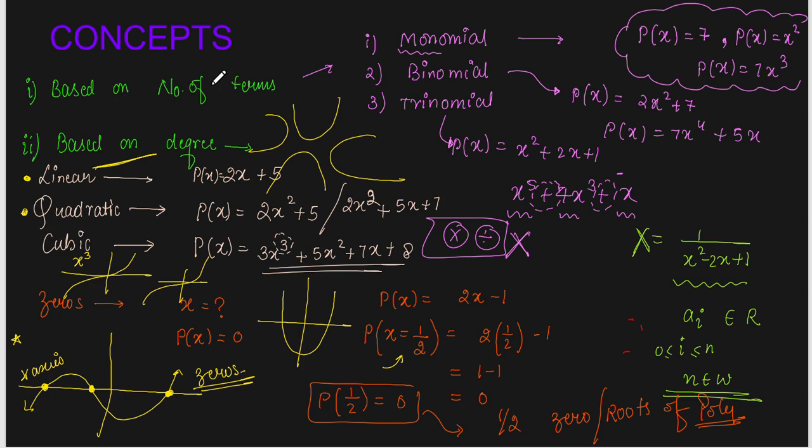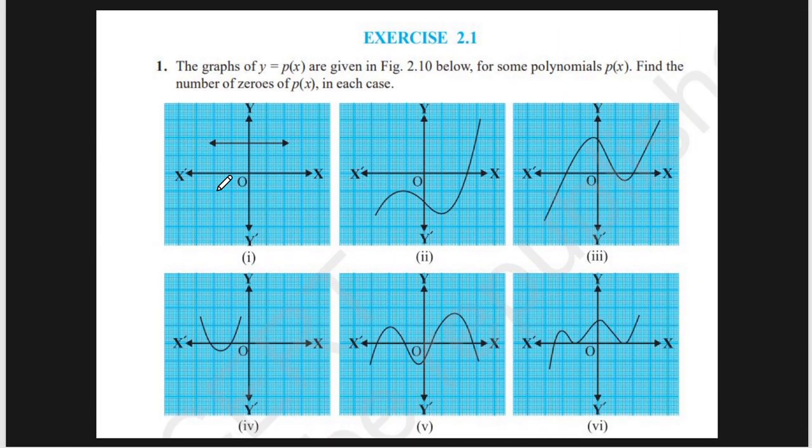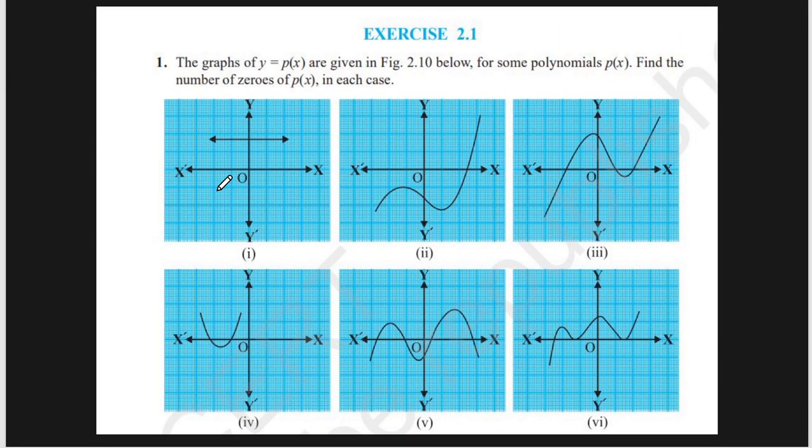Now, let's get started with the first question. This is for your exercise. Exercise 2.1. The first question on your screen is right there. I want you to please read the question carefully. See, the graphs of y equals p(x) are given in figure 2.10. For some polynomials p(x), find the number of zeros of p(x) in each case. Now, the answer should come from your side; although I am not listening, you can comment down. Right over here, for the first part, how are you going to find the zeros in your polynomial?